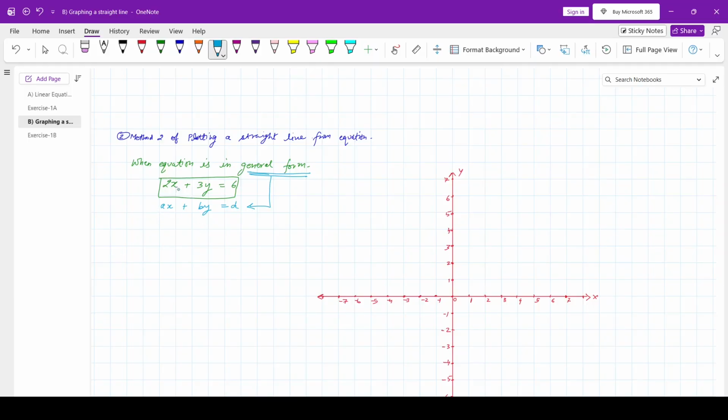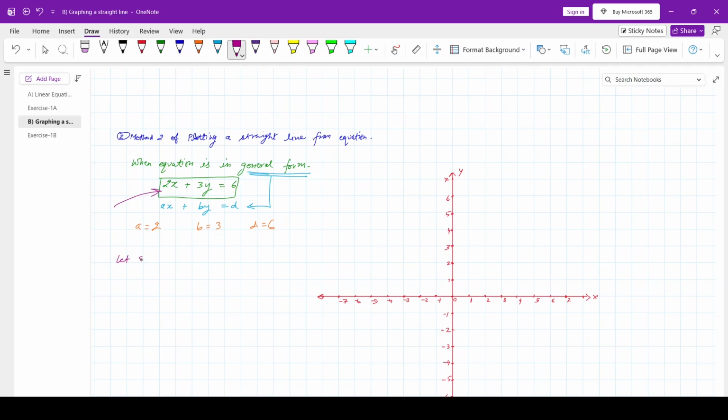We know in general form we write the equation in the form ax plus by is equal to d. Here we can say a is equal to 2, b is equal to 3 and d is equal to 6. So we are plotting the graph of this equation, 2x plus 3y is equal to 6. Now to do so, we need to put values of x and y in this equation. Now what values do we put?